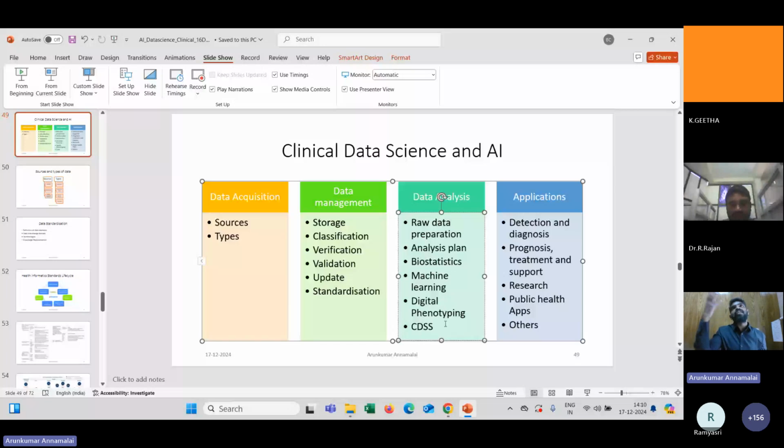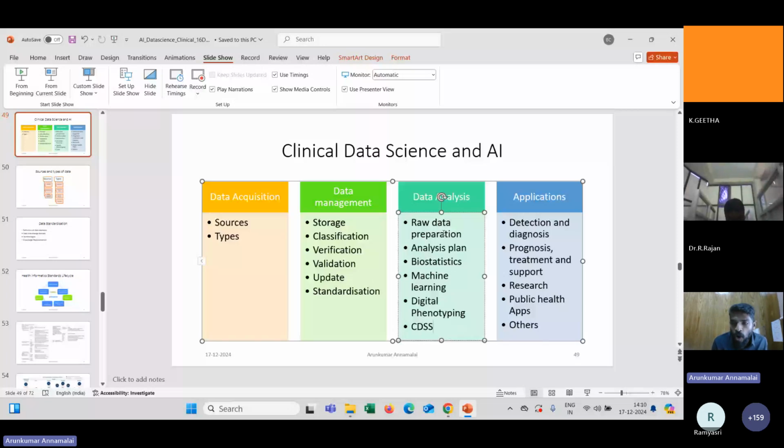CDSS is the advanced end point. Where will I know AI is mature? What is the ultimate product we can provide for AI in healthcare? It is the CDSS, Clinical Decision Support System. Okay, so we'll be looking into that CDSS in some time.